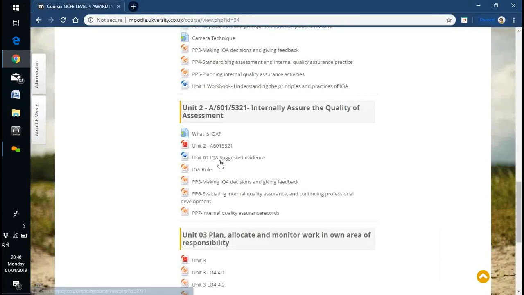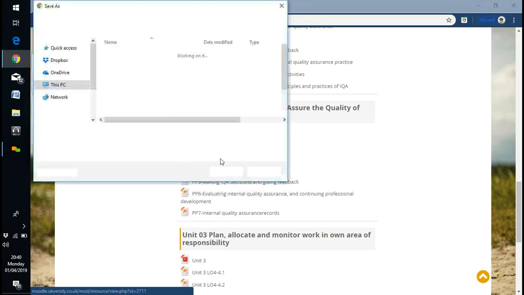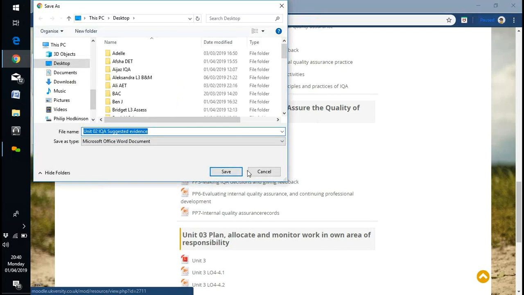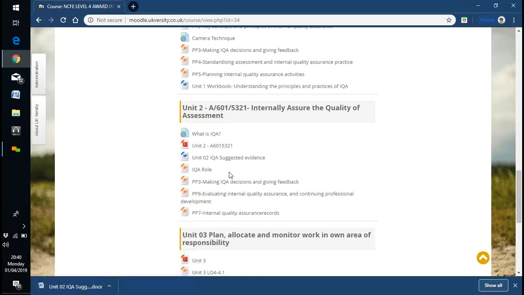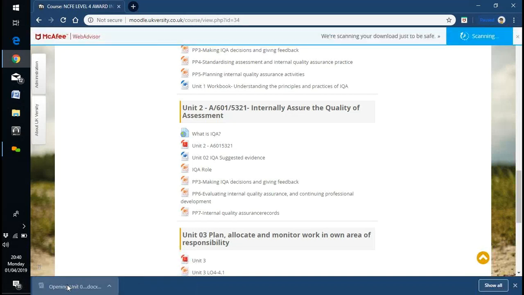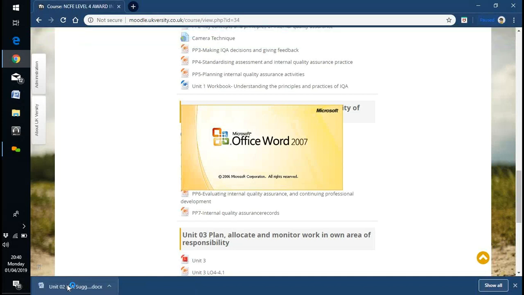Now we look at Unit 2. I'm going to bring the suggested evidence sheet up, because it doesn't change much on this, but it tells you basically on here what we need to produce, because this is majorly a practical exercise.